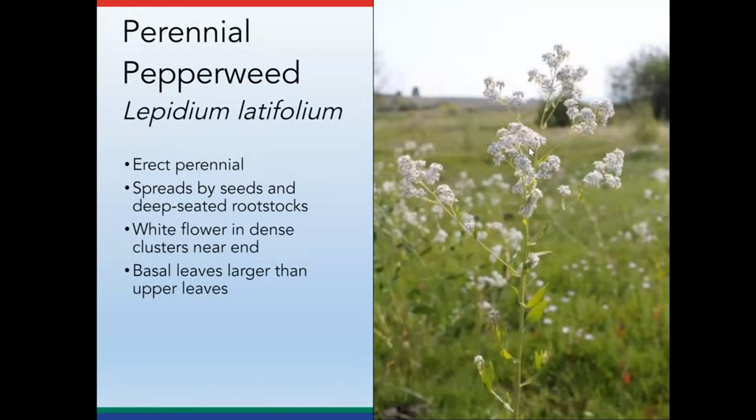All right, so then we move on to perennial pepperweed. So another perennial mustard that we deal with. It's fairly erect in its nature. It's a perennial with clumping root system. It spreads by seeds and those deep-seated roots. The flowers are a snow white, very small 4-petaled flower, densely clustered at the tip of each stem. And most of the leaves on the stem are long and pointed, but the basal leaves are much larger and wider and almost triangular shaped or rounded.